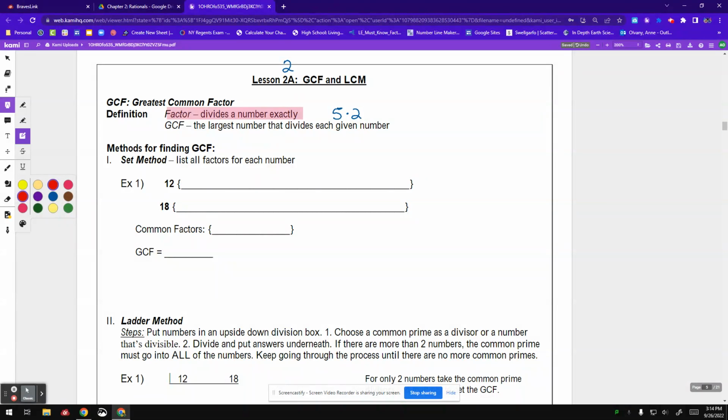And also, when you have a list of factors, the largest one that divides each given number is called the greatest common factor. So I'm going to show you what that looks like in the first example here. And this is called the set method of finding it. And typically I do it like a T-chart. So I'm going to show you both. But in example 1, we want to start listing all the factors of 12.